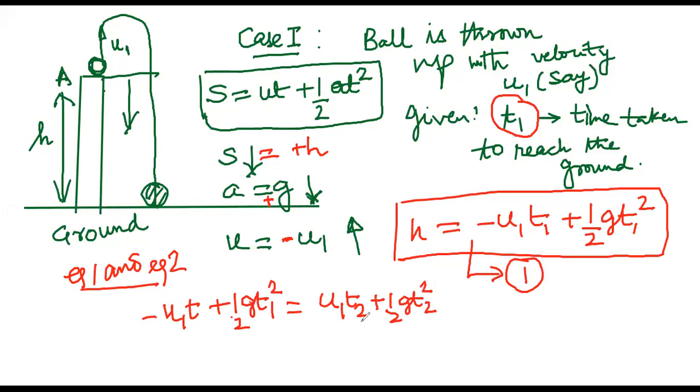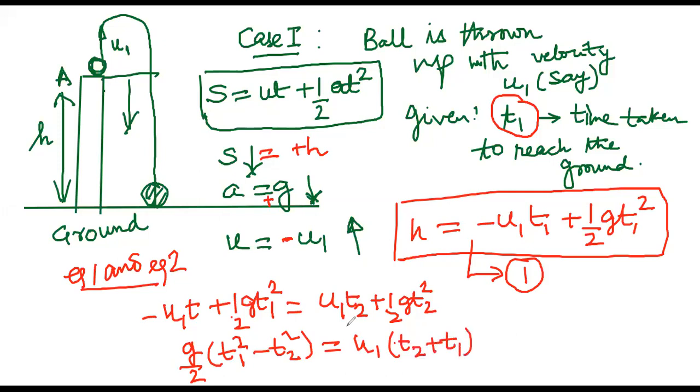Now I am putting all the u on one side and all the g on one side. So you will get g by 2 (t1 square - t2 square) = u1 (t2 + t1). I have put all the g's to the left hand side of the equation and all the u to the right hand side. Now, using the simple concept of factorization, what can I write? I can just cancel this 2.